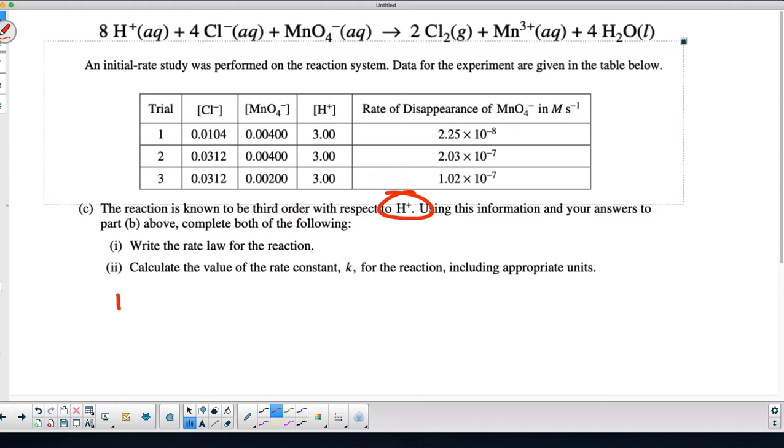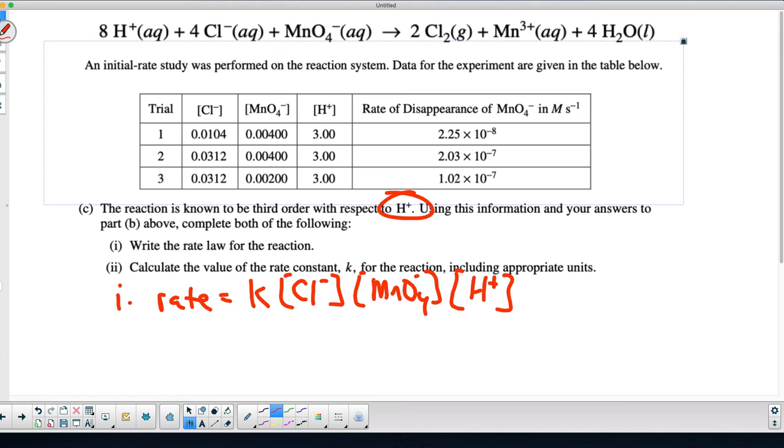I. Write the rate law for the reaction. So that's going to be rate equals K, and then chloride, permanganate, H plus. And now we have to put in the orders. Now we know that this is third order, so I can automatically put the 3 in here for the H plus. We know that from part B we had a 1 for this and a 2 for this.